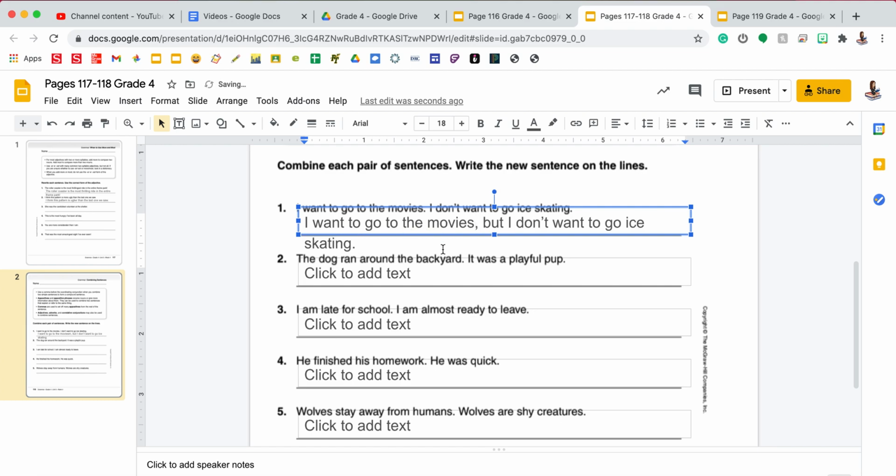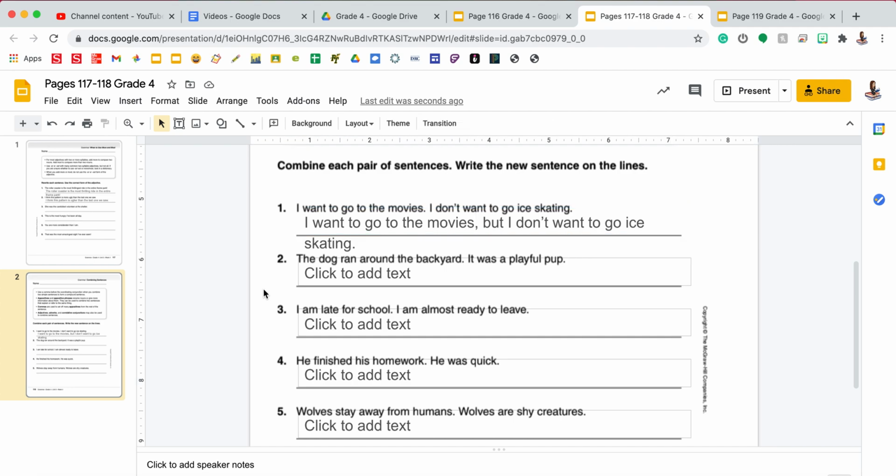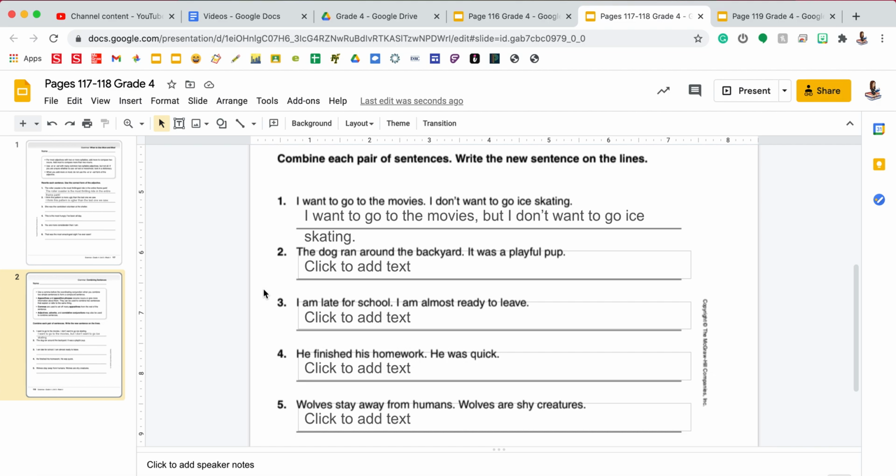Let's also look at number 2. The dog ran around the backyard. It was a playful pup. I am going to use an appositive in this sentence, and appositives describe a noun further. So for example, I might say, my teacher, Mrs. Feathers, teaches reading.